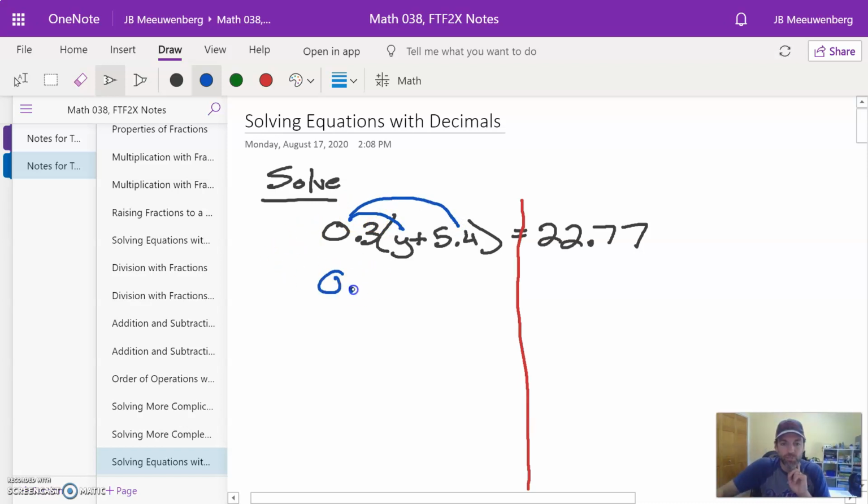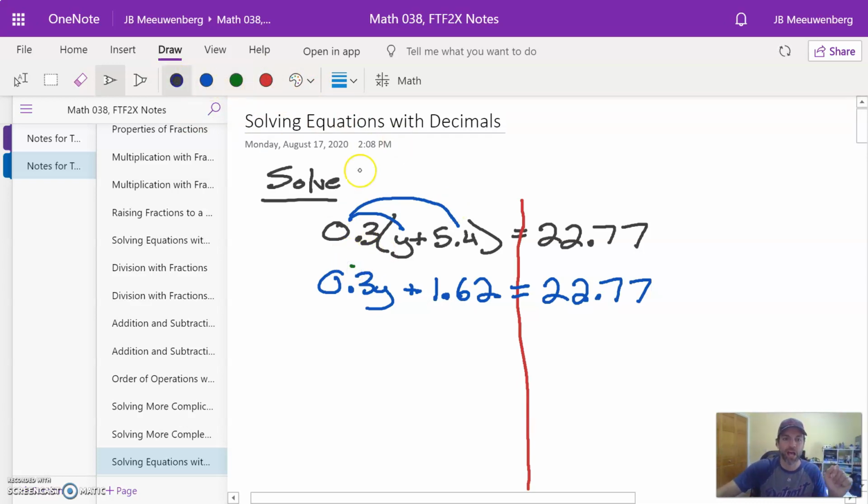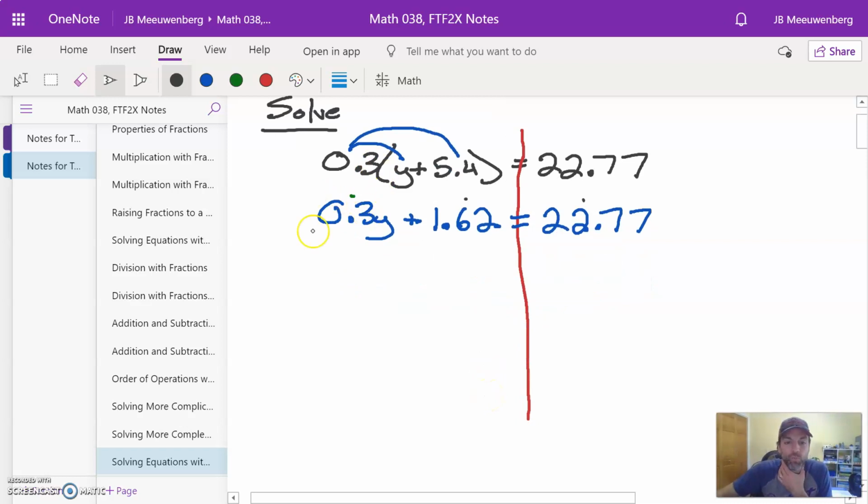That gives us 0.3y plus 1.62, 0.3 times 5.4, equals 22.77. We didn't touch that side at all. Now we scan it some more. Oh, we have a variable term right there, and we have constant terms on opposite sides. So there's nothing we can do to simplify on a given side. But we're going to have to get this y term all by itself. So let's subtract the other term, minus 1.62, minus 1.62.